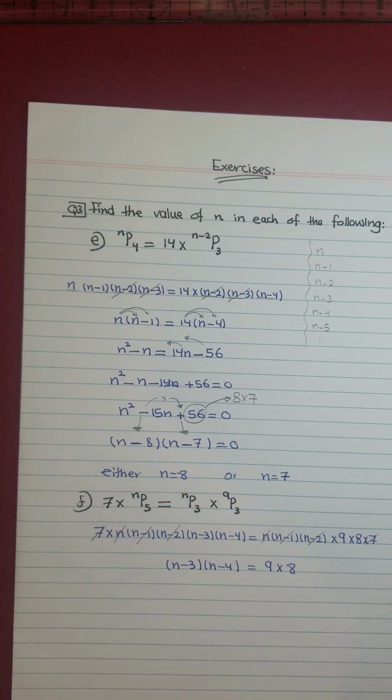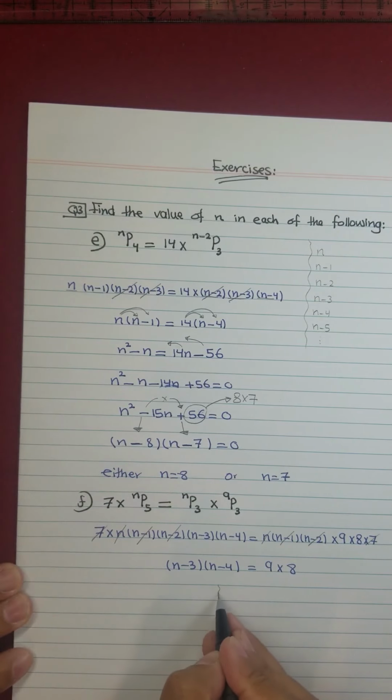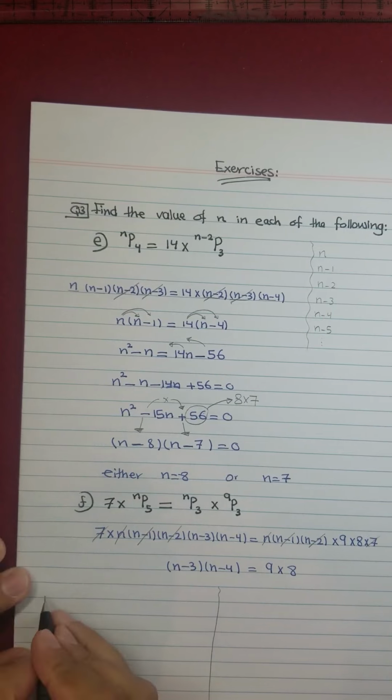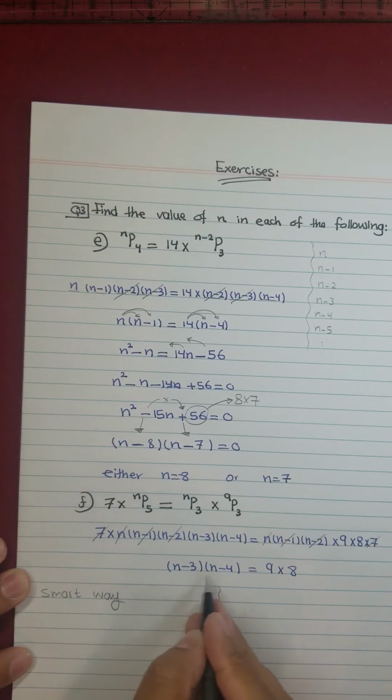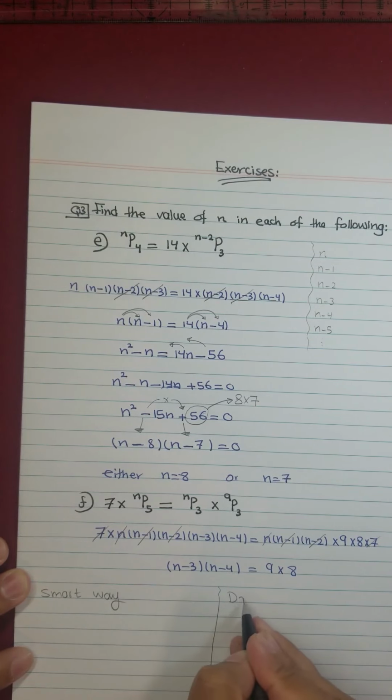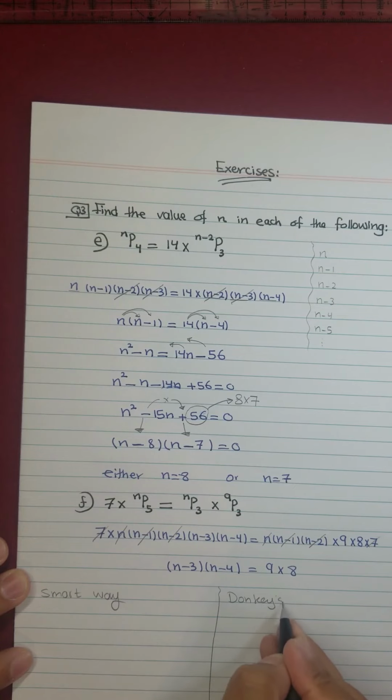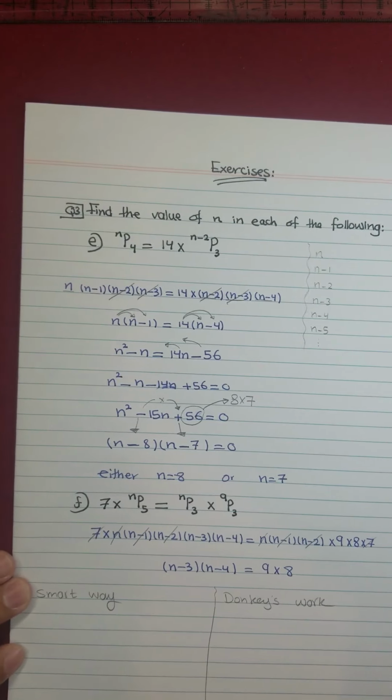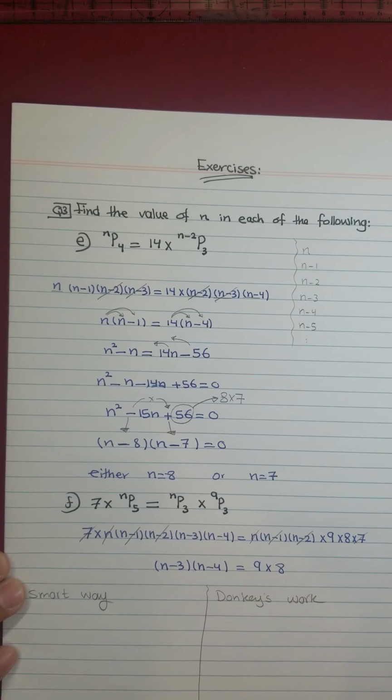Okay? Now from here, there are actually 2 ways to solve this one. There is what I call the smart way, which I encourage you to do to find the value of n. And there is of course the donkey's work. Yes, exactly. Donkey's work. Donkeys are not stupid, by the way. Donkeys are smart, but they just love to work hard. Sometimes we don't like to work hard. We just like shortcuts. So let's see the donkey's work first, because we love donkeys.